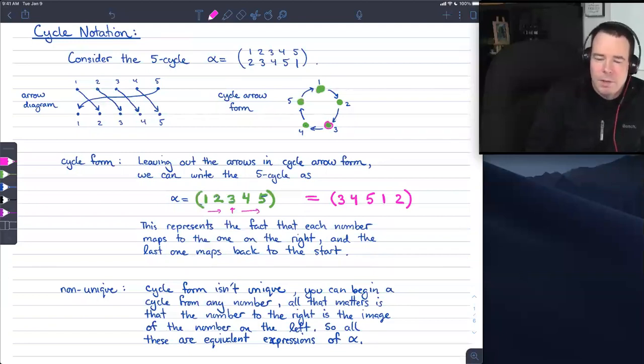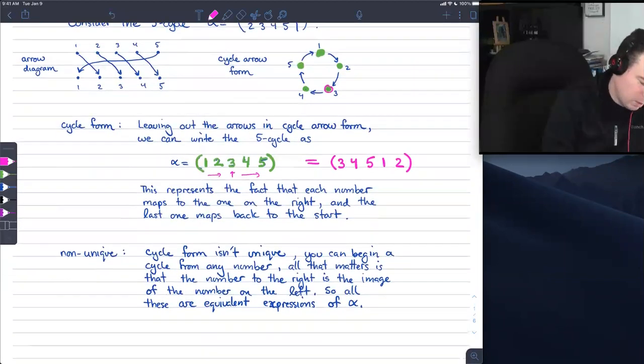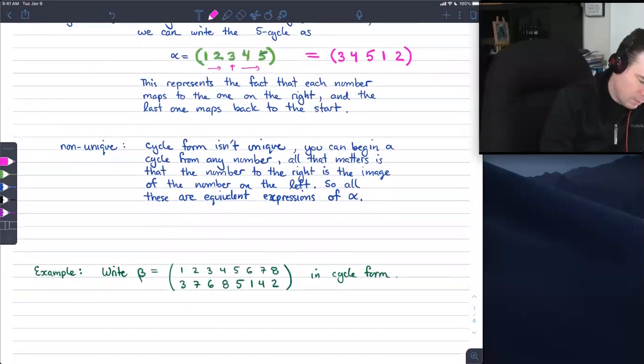So we just make a convention. Our convention is that when I write down this cycle using this notation, I just make sure that the smallest number is at the start. And then that's going to specify uniqueness in its representation. So that's going to be our convention.